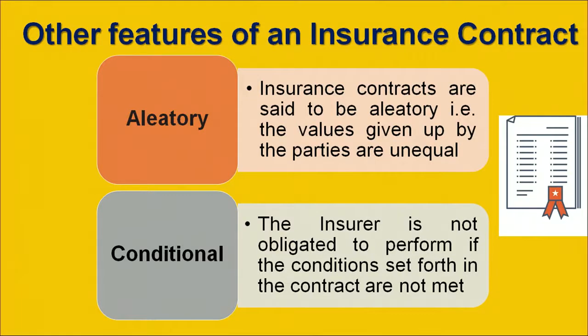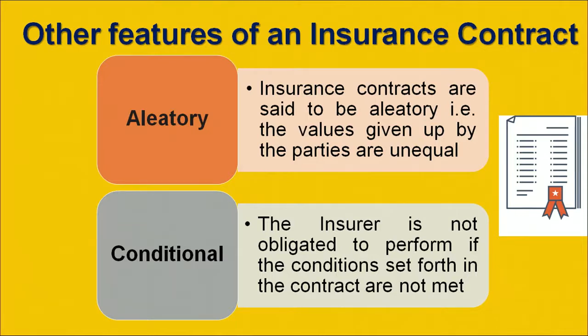There are also other features of insurance, which let us now look at one by one. First is aleatory. Insurance contracts are said to be aleatory, which means that the values given by the parties are unequal. Now, what do we mean by this? When I say the customer is paying the premium to the insurance company and the company gives the claim in terms of the sum assured to the customer, both these amounts are not equal. It might happen that the customer pays the premium for just two installments and the customer dies and there is a mishap, and the insurance company has to pay the entire claim. So when we compare the values given by both the parties, these are not equal.